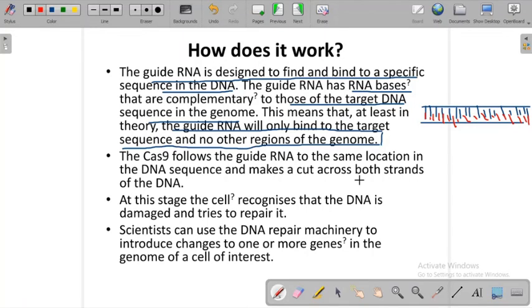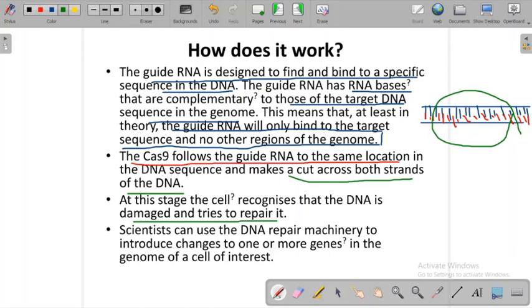Okay, now Cas9 follows that guide RNA to the same location. The Cas9 molecule comes up, it will bind to that, it will follow the red one, the guide RNA. It will bind to that DNA sequence and make a cut across both strands of DNA. At this stage, the cell recognizes that the DNA is damaged and tries to repair it.